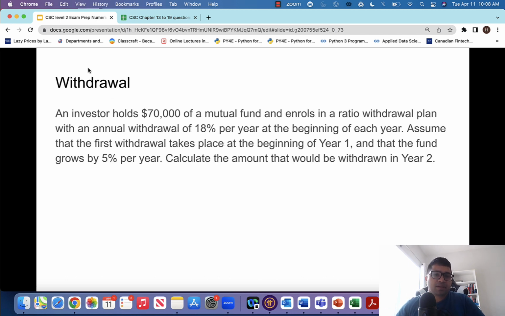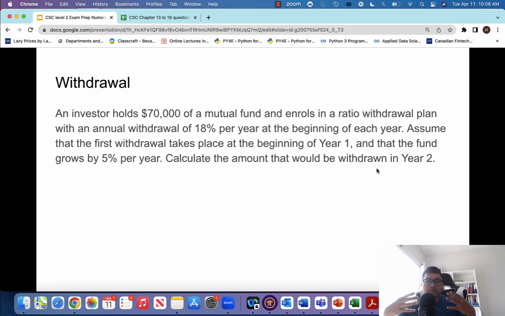Next one. The next question is based on withdrawals. So an investor holds $70,000 of a mutual fund and enrolls in a ratio withdrawal plan with an annual withdrawal of 18% per year at the beginning of each year. Assume that the first withdrawal takes place at the beginning of year 1 and the fund grows by 5% per year. Calculate the amount that can be withdrawn in the second year.